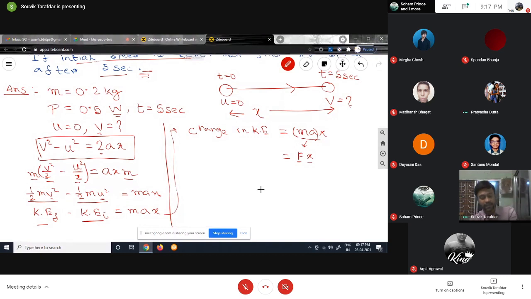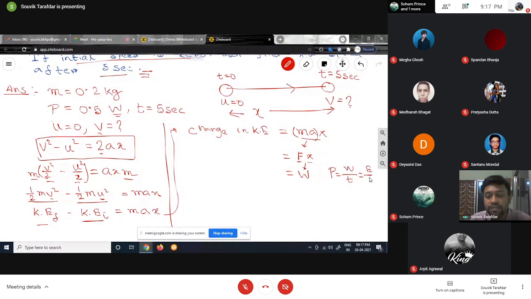Work done. Yes, work done. So force into displacement, we got work done, and that is the change in kinetic energy. See one thing. Can anyone tell me power is equal to what? P is equal to which formula? In class 9 we studied, it is work by time, W by T. And also it is E by T.